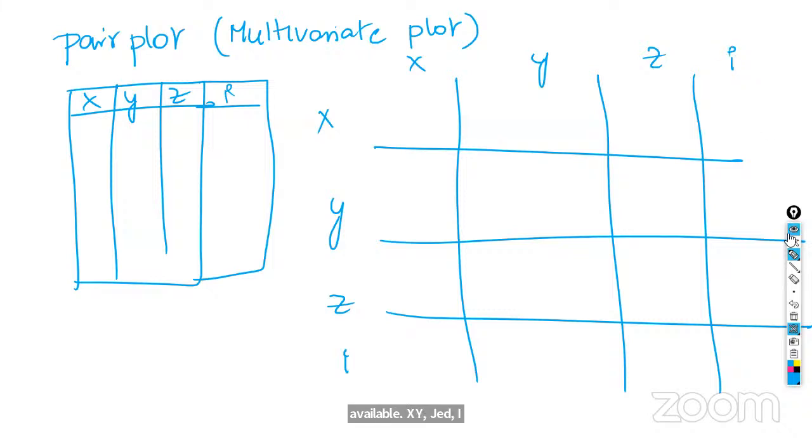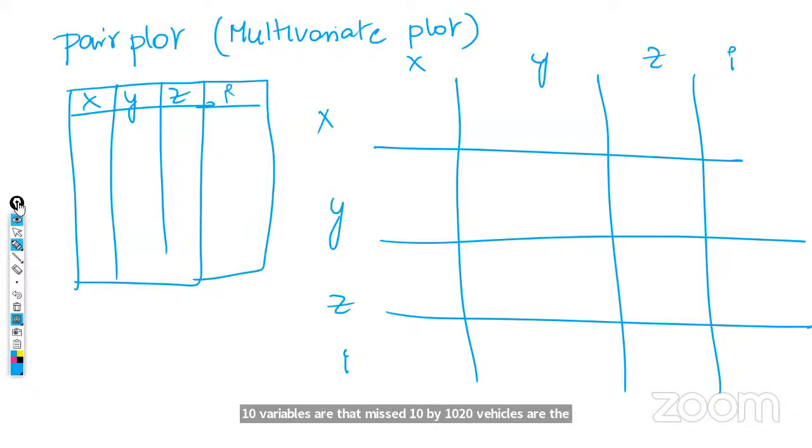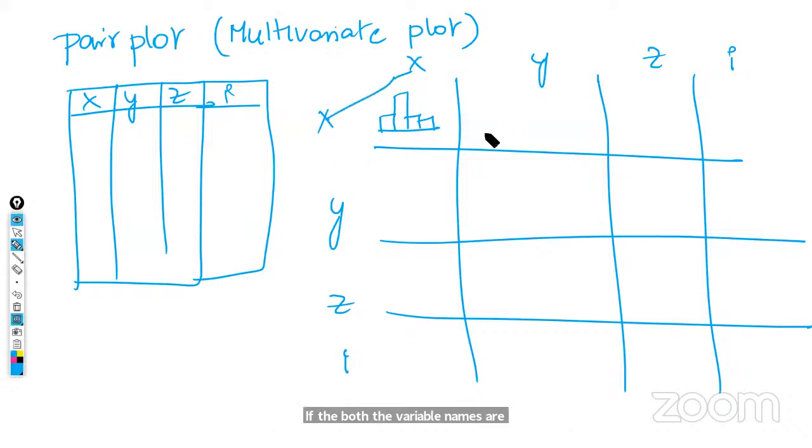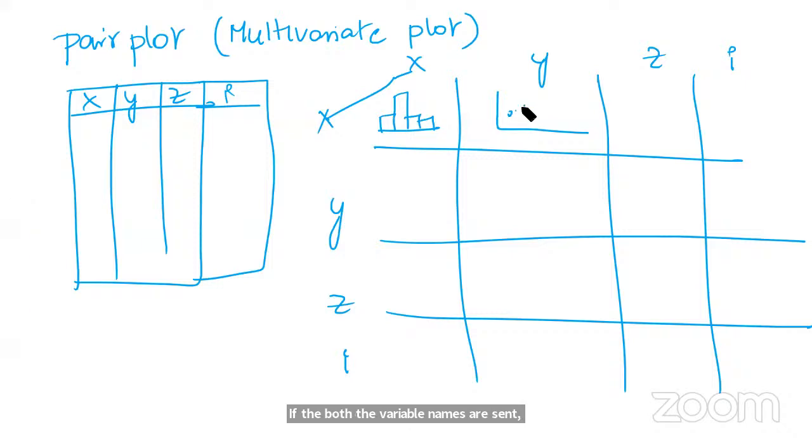10 variables means 10 by 10. 20 variables means 20 by 20. 100 variables means 100 by 100. Simple. Now, for the first variable, since both of them are the same, you get a histogram. If both the variable names are the same, histogram. If both the variables are different, scatter plot.